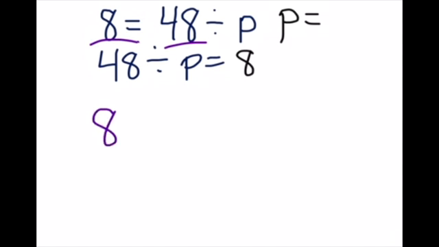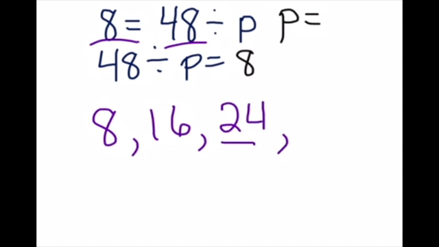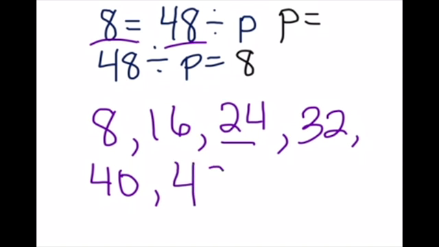So we know 8 would come first, 16, and then 16 plus 8. Well, I know that's exactly the same thing as saying 8 times 3, since this is the third number that we need to find. Counting by 8s, 8 times 3, 24. And then 24 plus 8 is 32. 32 plus 8 is 40. And then 40 plus 8 is 48.